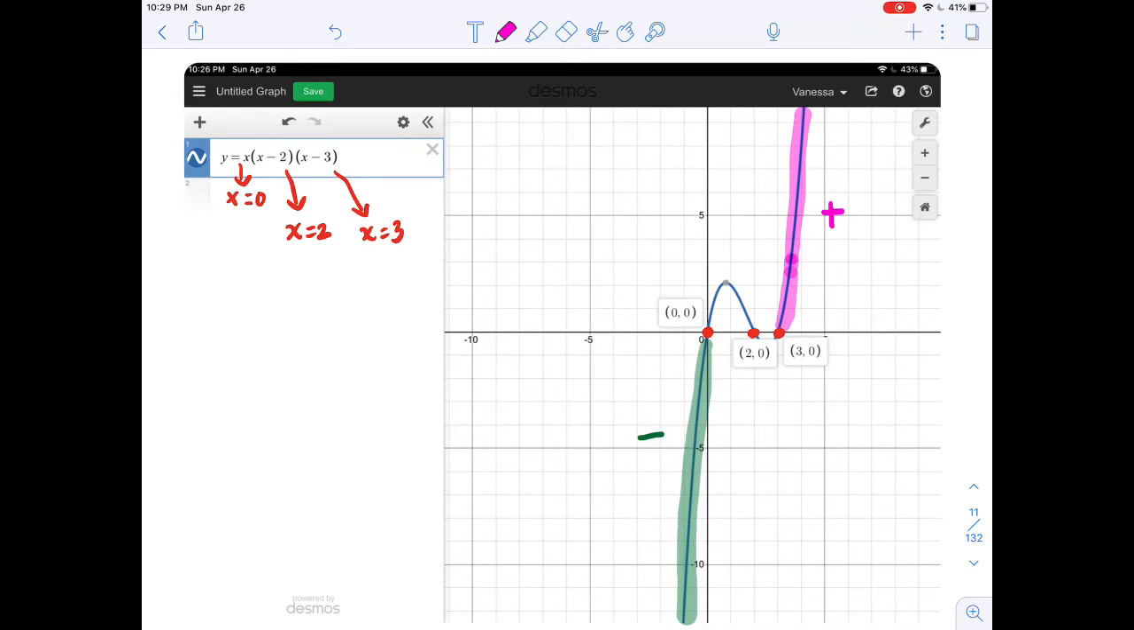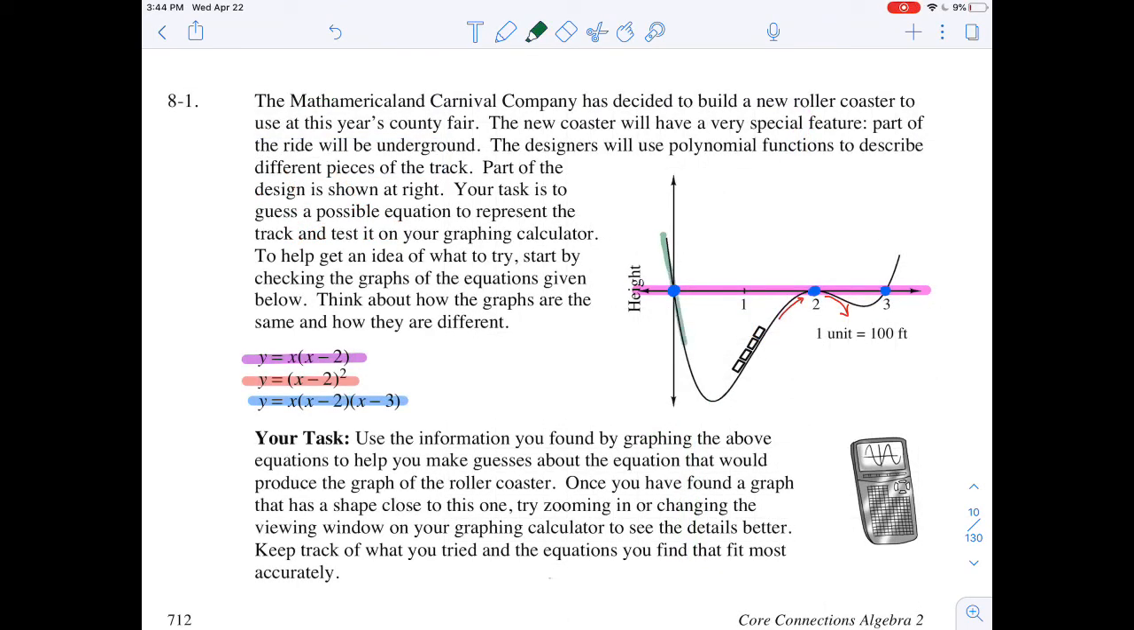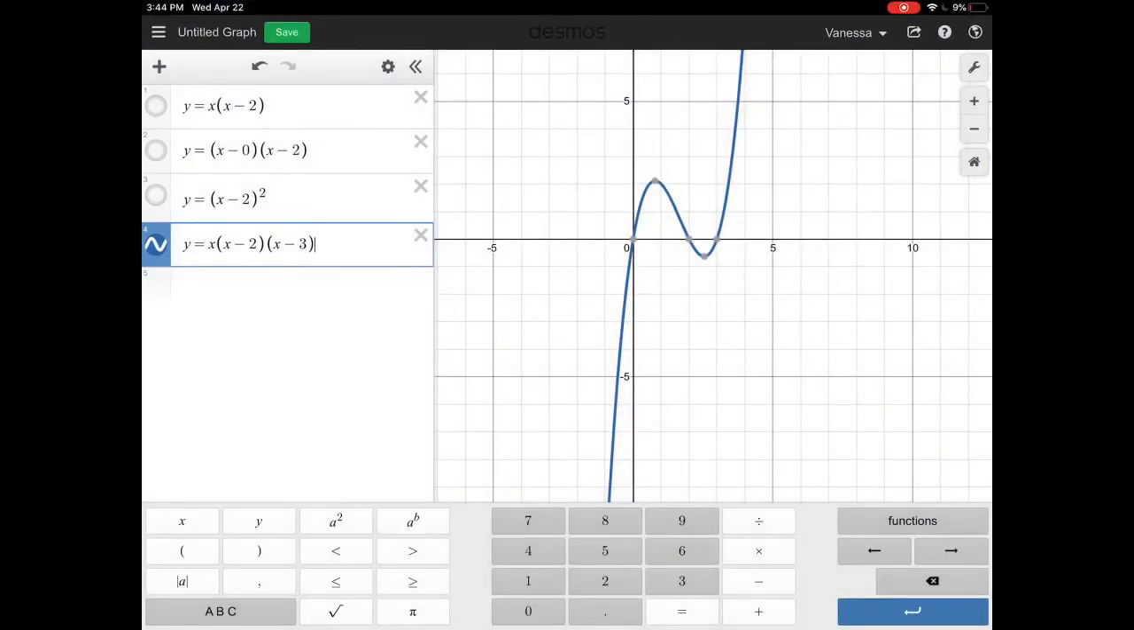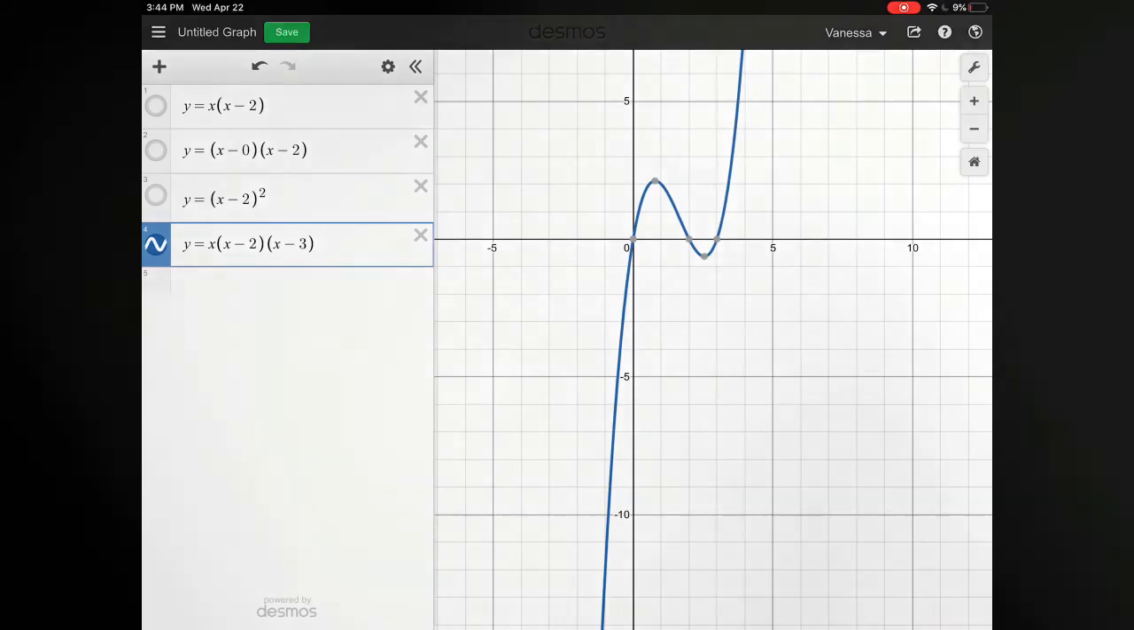So thank you for taking the time. And this is going to be a cubic function. We have 3 x-intercepts, 3 linear factors. So the family that it belongs to is the cubic family. So I want you to take the time to think about the track of this roller coaster. And we know that we have x-intercepts at 0, 2, and 3, which is something very similar to what we have. The only difference is that we need that bounce that we had here, touching the x-axis.